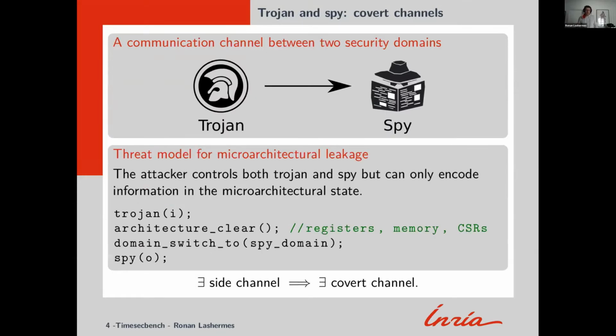And for that, we are using the now common setting of covert channels. Basically, you have an attacker that tries to establish a communication between two security domains. The first one is a Trojan, which tries to send information to the second security domain, a spy. Our threat model is microarchitectural leakage, meaning that we can only encode information in the microarchitectural state, not the architectural state. We cannot use registers, memories, or CSRs to encode information.